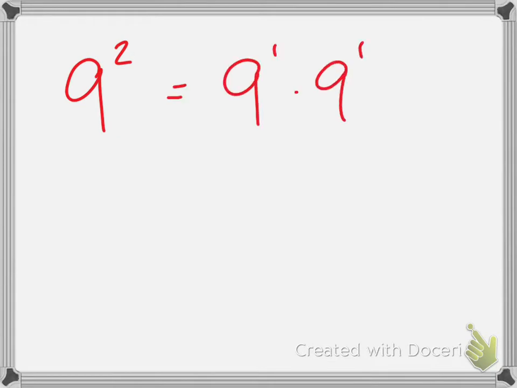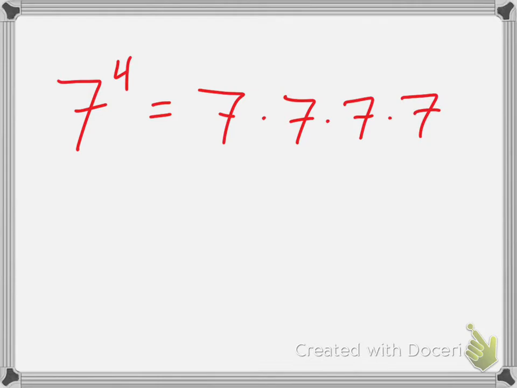Lucas asked a great question about 9 squared. Why can't it be, you know, 9 to the first power times 9 to the first power? That is the same thing. If I had 9 cubed, I would do it again. What this little number means is just how many times I'm going to write my base. So if I had 7 to the fourth power, I'm going to write 7 a grand total of 4 times, and we use multiplication.